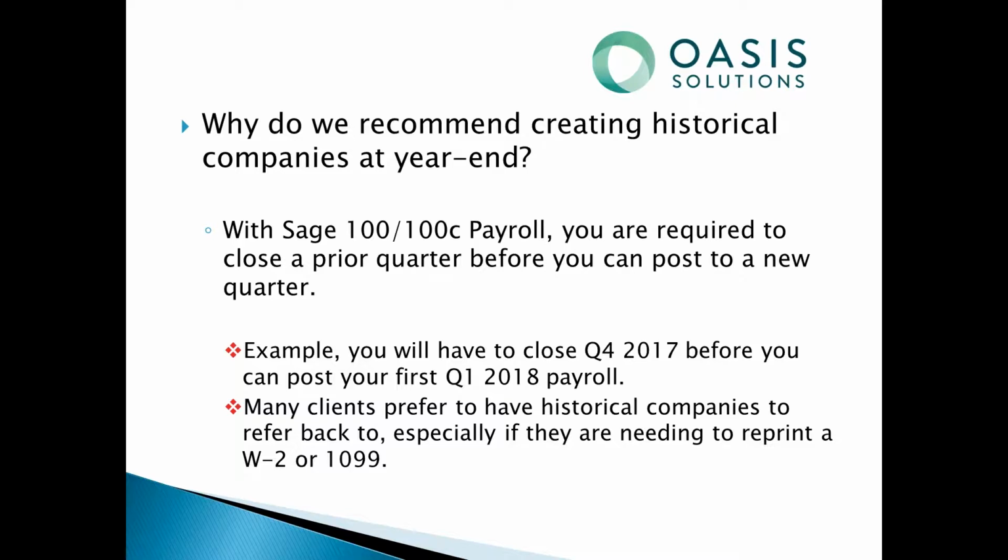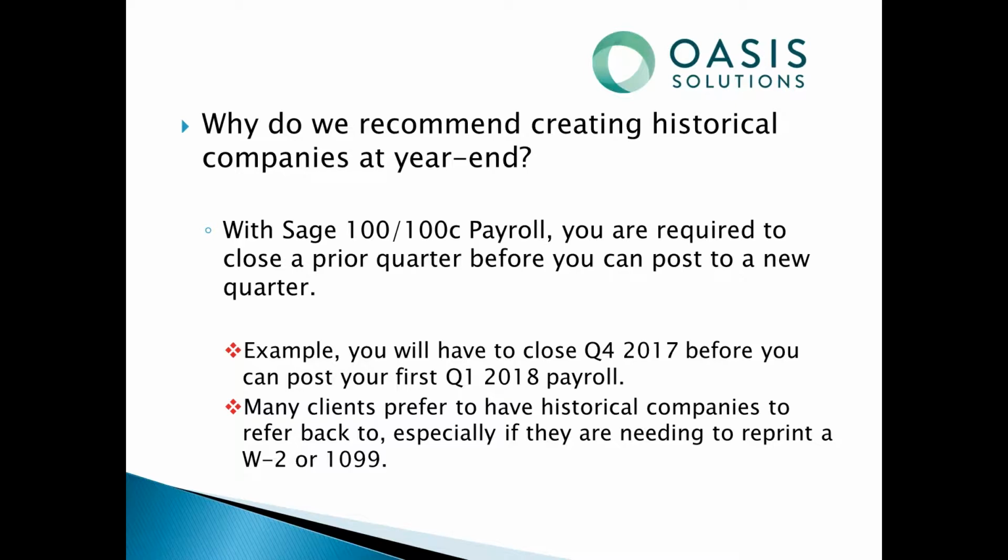Some folks that I'm talking to, their last payroll is on the 29th, and their first payroll is on the 3rd or 4th. With the holidays built in, there just really isn't enough time to get everything processed. So what we suggest, and we suggest this even if you do have time to print your W-2s, is that after your last payroll of 2017, you create a historical company and copy over your payroll data.